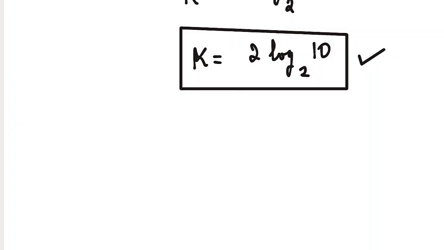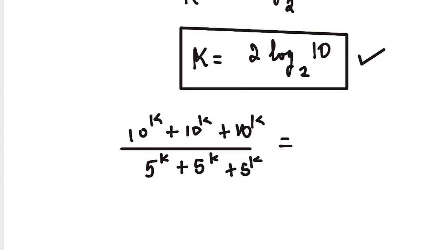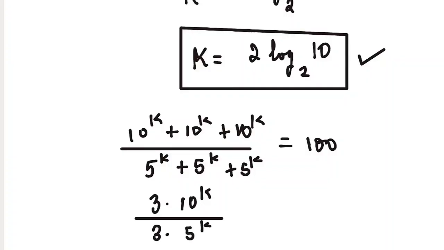Okay, you can try to check. Let's check whether what we have is right or not. We have 10 to the power of k plus 10 to the power of k plus 10 to the power of k, all divided by 5 to the power of k plus 5 to the power of k plus 5 to the power of k, and everything equals 100. What I'm going to do is first simplify this further, before putting in the value of k. So this will be 3 times 10 to the power of k, divided by 3 times 5 to the power of k, equals 100.